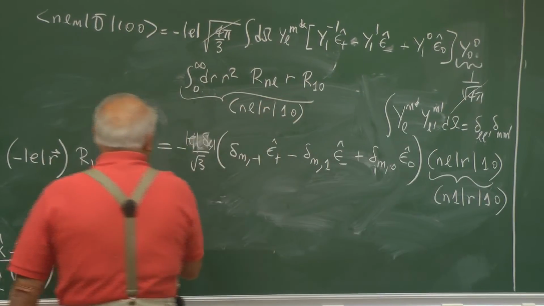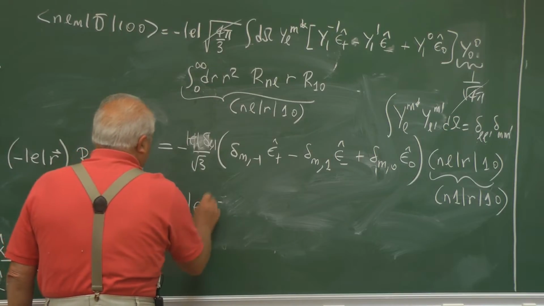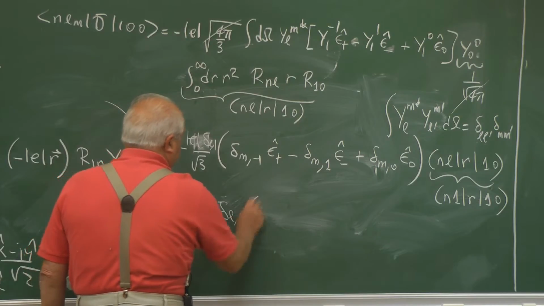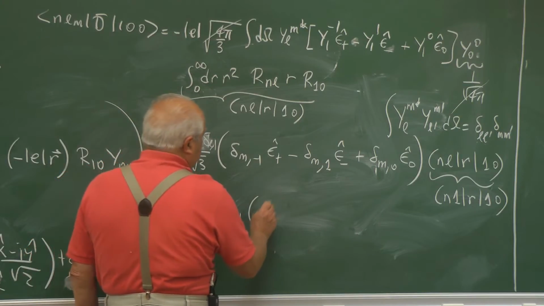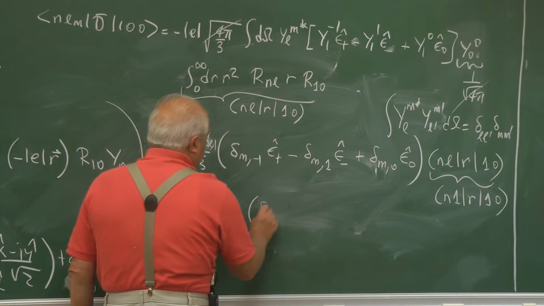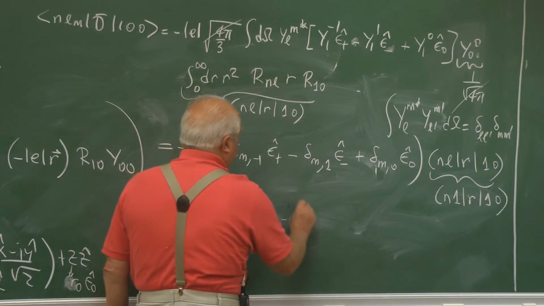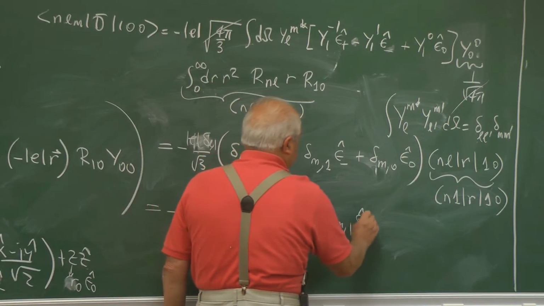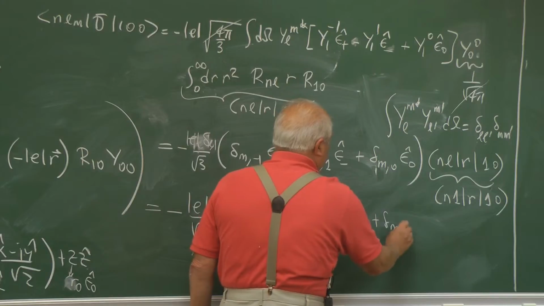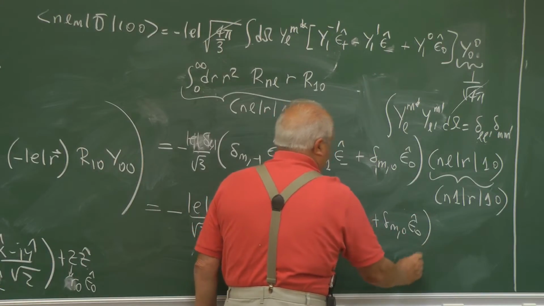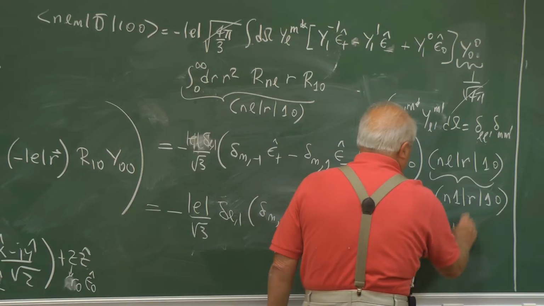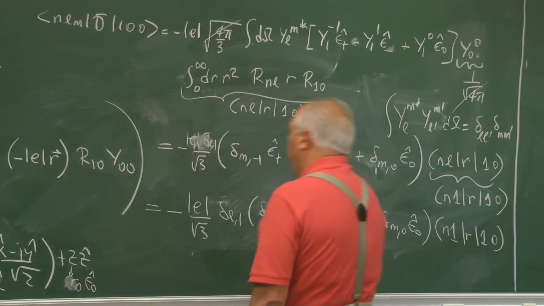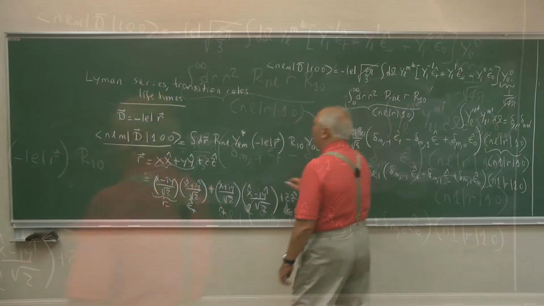Let me write it again cleanly. Same thing. Minus e over root 3 delta l 1. Then I have this: delta m minus 1 epsilon plus, minus delta m 1 epsilon minus, plus delta m 0 epsilon 0, times R n 1 1 0. So this is this.